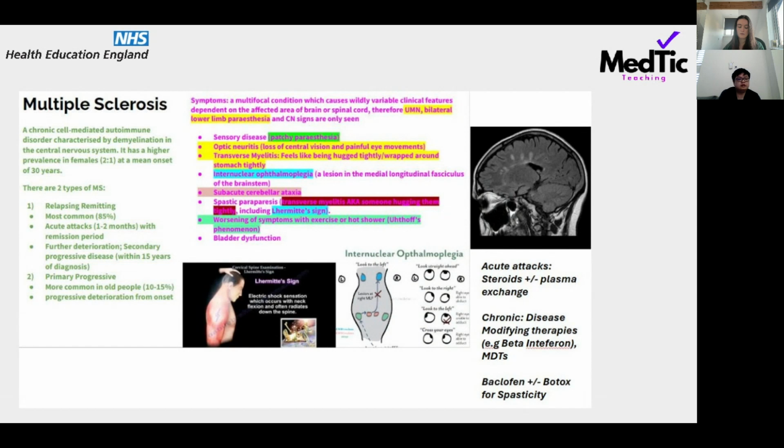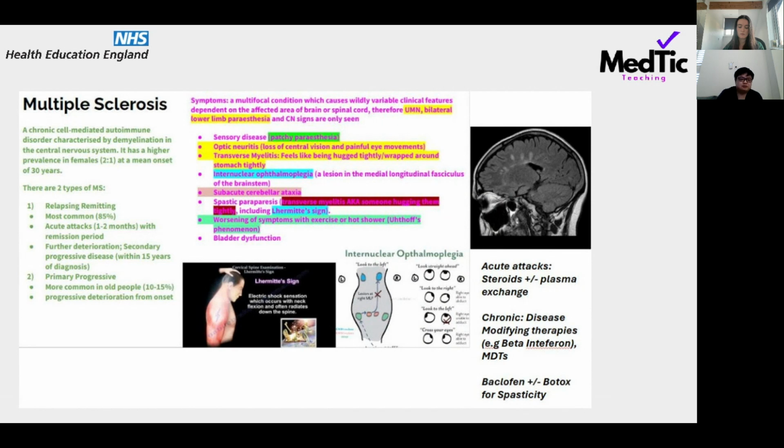It has a higher incidence in females, a mean onset of 30 years, so it affects quite young females as well. And debatably, you can see in some textbooks that it affects more women of Scottish descent as well, but that's a highly debatable thing in the prevalence of the disease.